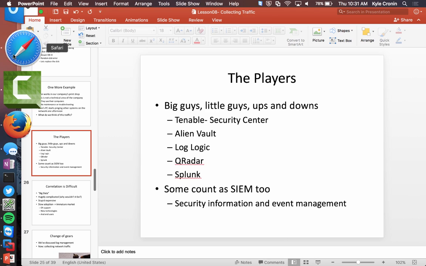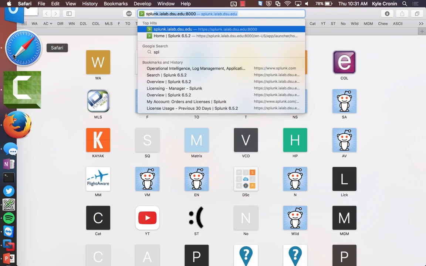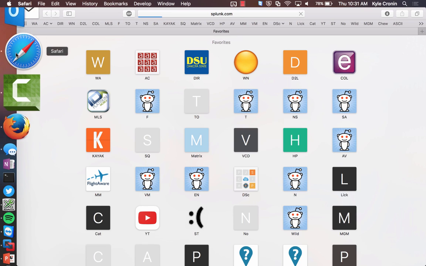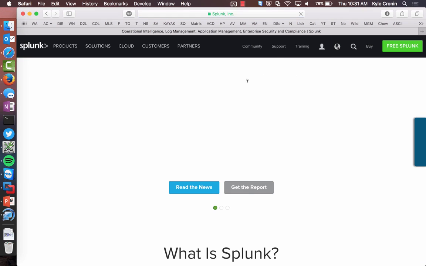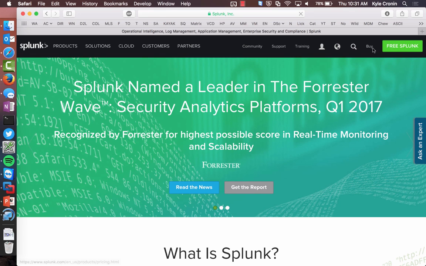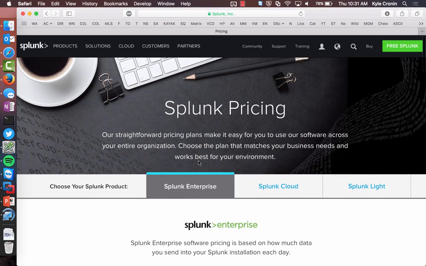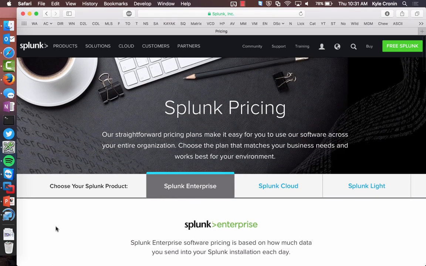So Splunk is actually one of the cheaper ones, which is kind of crazy. So if we look at Splunk, let's go buy it. Now you can download and run Splunk for free. But guess what Splunk limits you to if you do it for free?